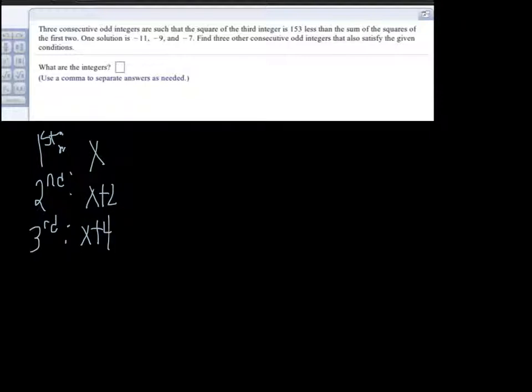So what are we going to do with this information? We're going to continue reading, and they're going to start telling us how to set up our equation. The first thing they tell us is the square of the third integer. So this is why we make a legend, so we have our information already laid out for us. Which one is our third integer? This is our third integer, and they said the square of the third integer. So here's my integer, and I'm going to square it.